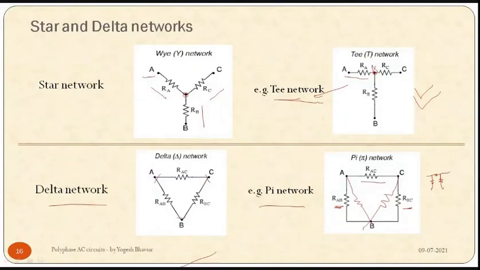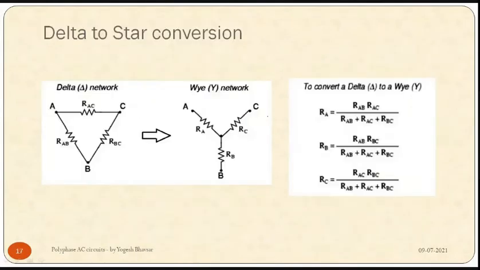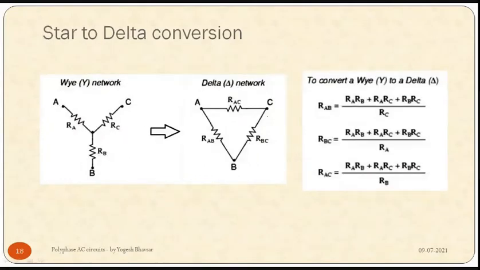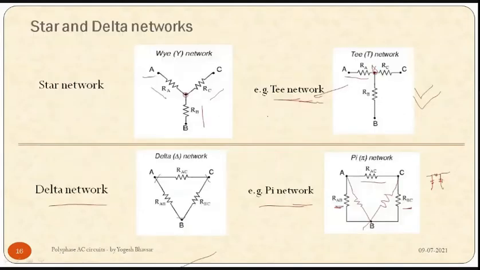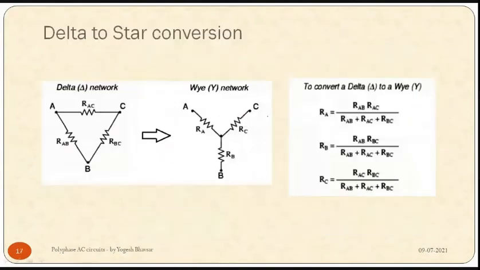So this pi network is an example of a delta network, and the T network is an example of a star network. Now, in the circuit, we need to convert delta to star network and star to delta network. So you can just note these formulas, how to convert delta to star and star to delta. You can draw these diagrams and write these formulas.